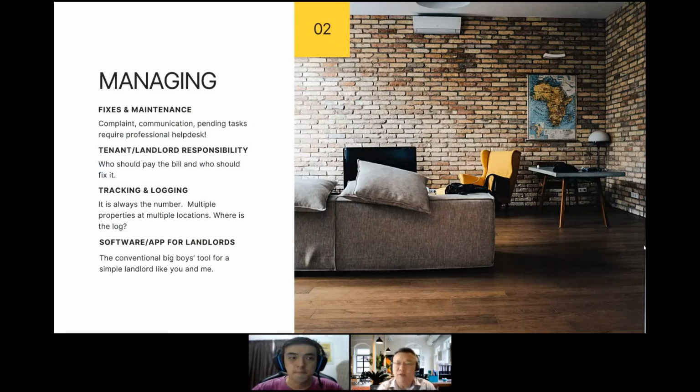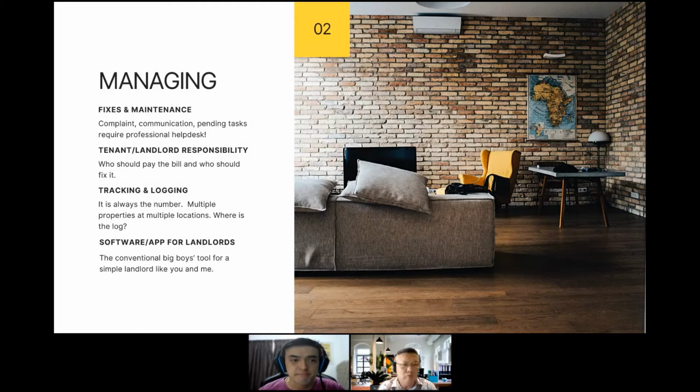So it's very difficult when, like I say again, one property you can manage well, two properties, three properties, when you keep growing, until you have 10 or 20. So that becomes a really big issue. The rental becomes a serious affair for you, and you're going to manage a lot of issues.